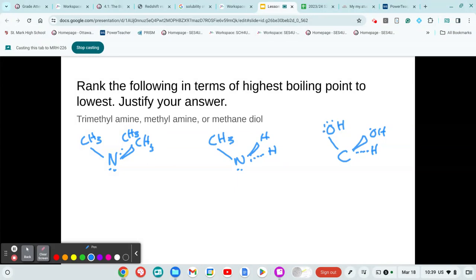So which one do you think is going to have the strongest of the intermolecular forces? Yeah. This one is going to have the strongest intermolecular forces, therefore the highest boiling point. The forces holding those molecules together are so strong it takes more energy to separate them. Second highest will be methylamine, and then trimethylamine.